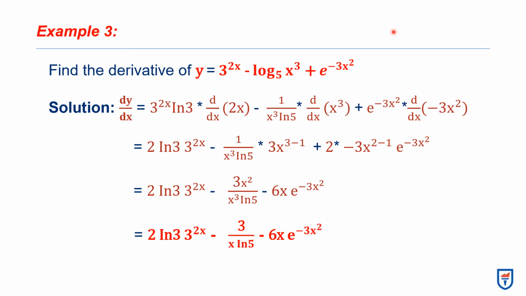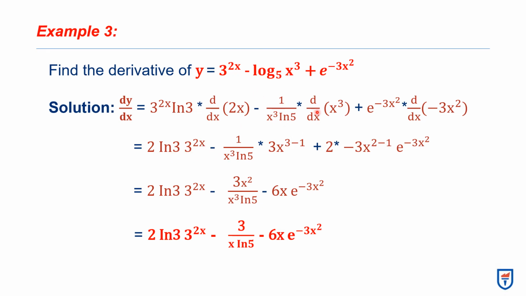Then we say plus on an exponent. When we're differentiating an exponent, we know that we need to take this exponent exactly as it is. Then we say times the derivative of the power of our exponent, which is the derivative of minus 3x squared. So when you're differentiating the first term, we have the derivative of 2x, we are going to get 2, which becomes 2 times ln 3 times 3 to the power 2x.